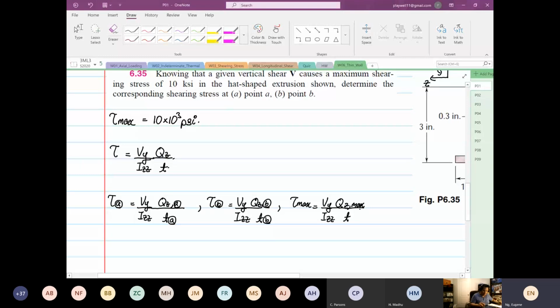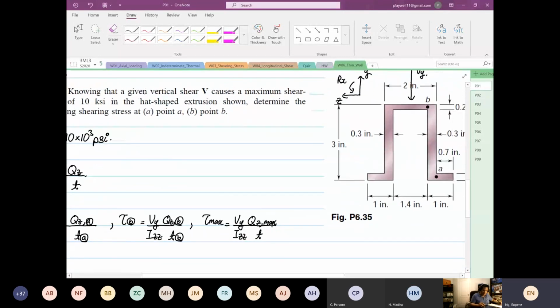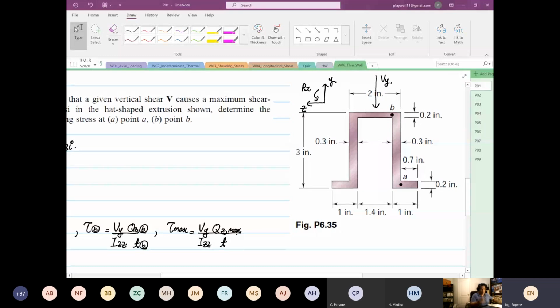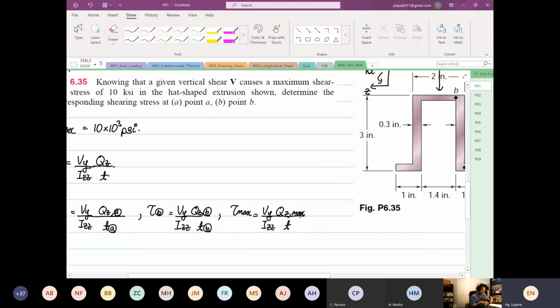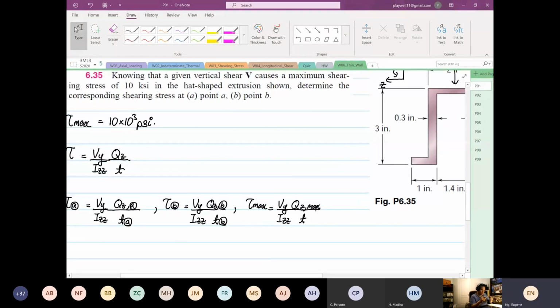So what I'm trying to highlight is, if you see this problem, you don't immediately say, okay, let's go, we're going to find the second moment of area, and just keep on going. No, you don't do that first. You look at the distribution and what is stated in rule number 1: constant, constant, constant.